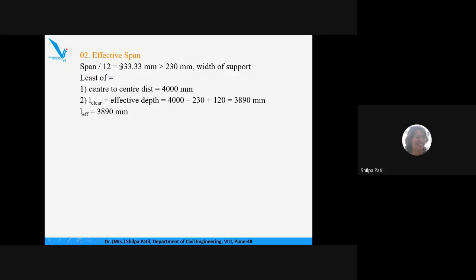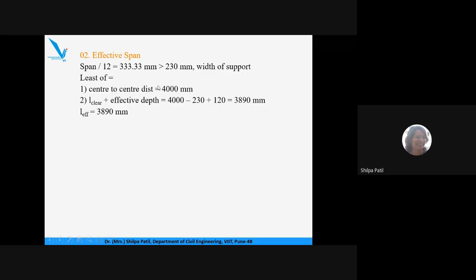So span by 12, this value is coming as 333.33 mm, which is greater than 230 mm, that is the width of the support. So the criteria for calculation of effective span is like this, which is similar to the simply supported slab. So center to center distance 4000 mm or clear span plus effective depth. Clear span is 4000 minus 230 plus 120 is the effective depth. The value is coming as 3890.